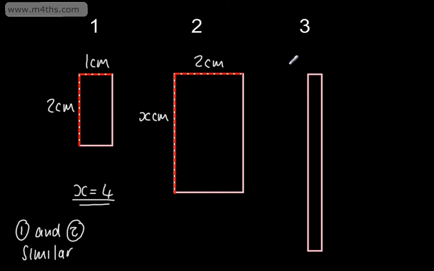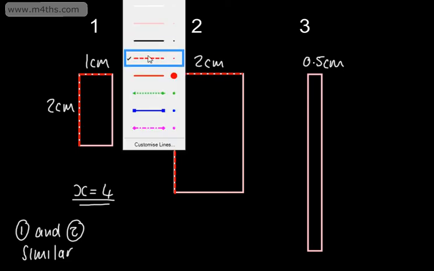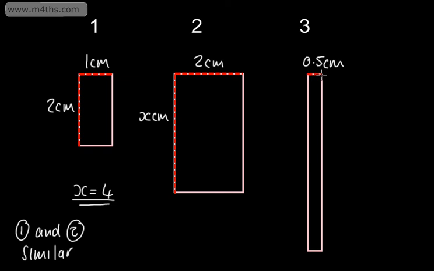If we now look at rectangle number 3, and we said that this was 0.5 centimetres, for this to be similar to either of these, what we would need to do is make this side length here 1, because we can see now that it's half the size of the first one in terms of this side length. Therefore, it would need to be half the size of this side length to remain in proportion. This has not remained in proportion. Therefore, these are not similar. We would need it to look something like so. So, whilst these are all rectangles, they are not the same shape.